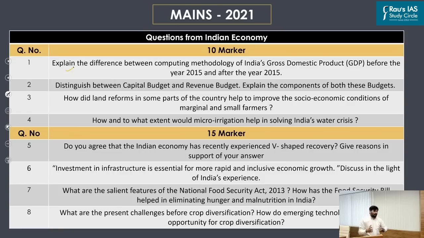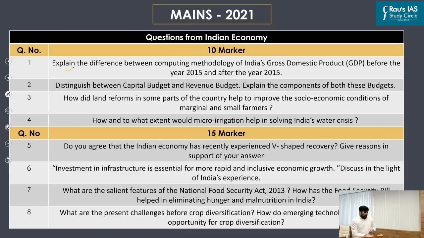So if a particular student had read this particular topic only from the perspective of current affairs, and if a student had not gone into the core part of the syllabus, that is about the estimation of GDP, such a student would not have attempted this particular question. I hope you're getting this point.